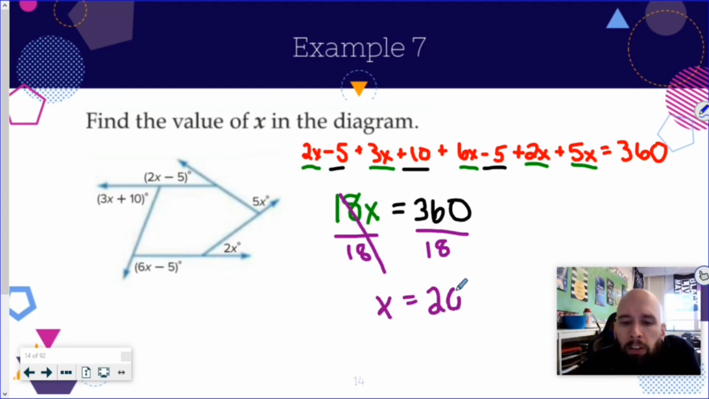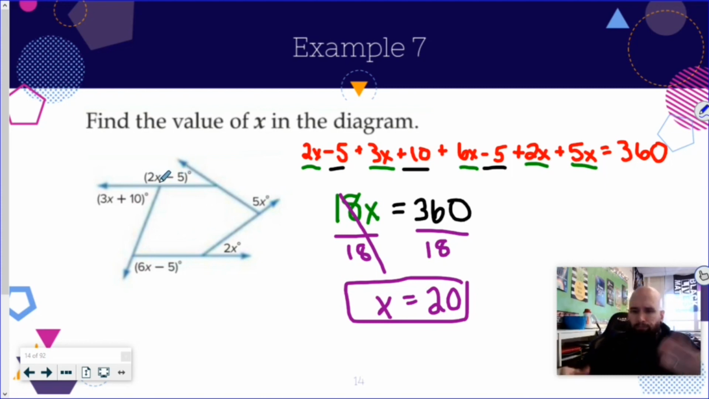If I wanted to go one step further and find each angle measurement, I would say, all right, well, fine. 2 times 20 is 40. That angle is 40, and 5 times 20 is 100. And 2 times 20 is 40 minus 5. This angle is 35. So on and so forth. All right, that's exterior angle stuff for you for polynomials. Polygons, not polynomials. Got Algebra 2 on the mind.